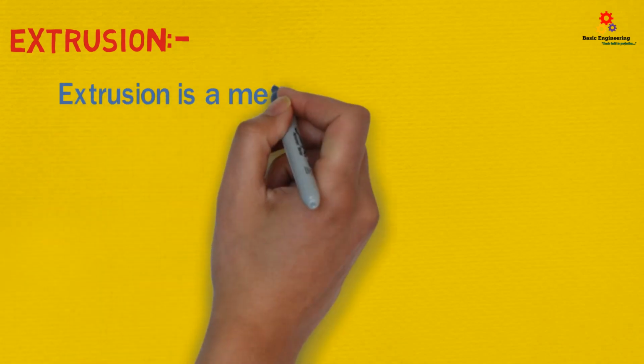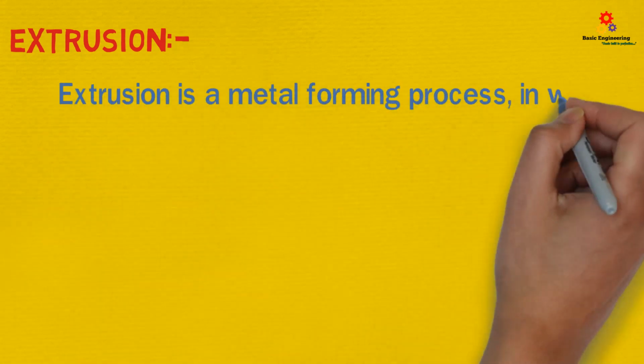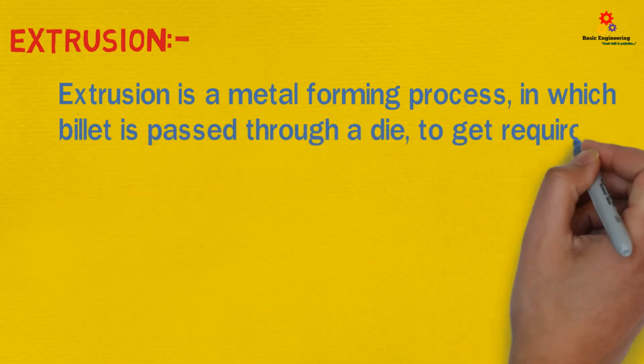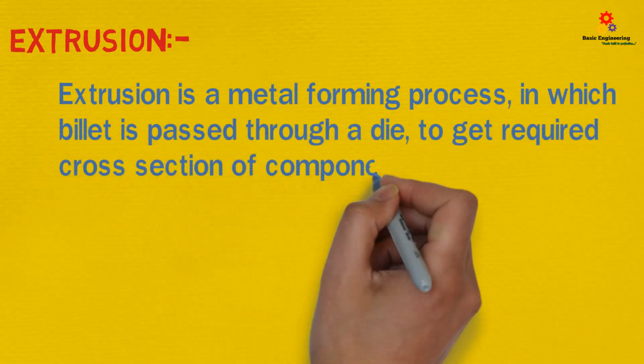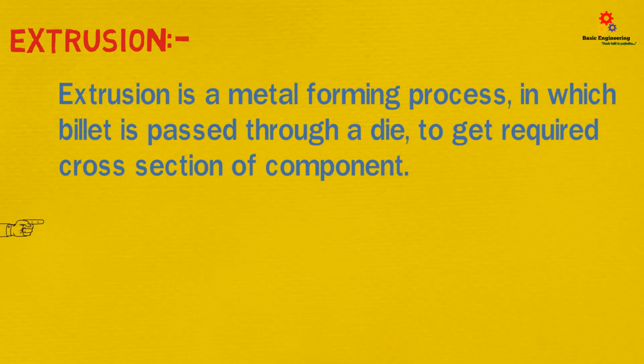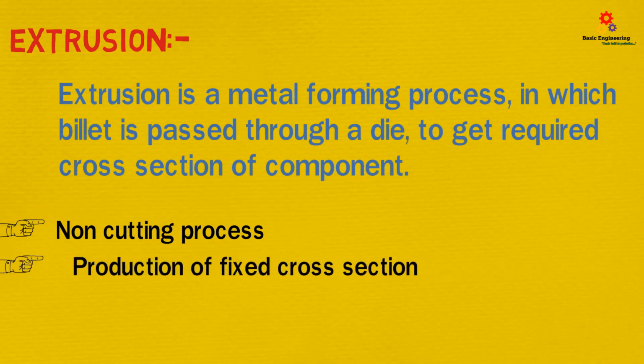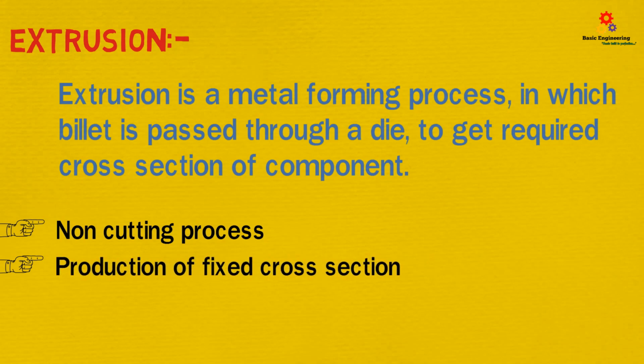First of all, a bit of theory. Extrusion is a metal forming process in which a billet is passed through a die to get the required cross-section of a component. It is a non-cutting process. The material will never be cut in the extrusion process like a machining operation. This method is best suited for production of fixed cross-section profiles.